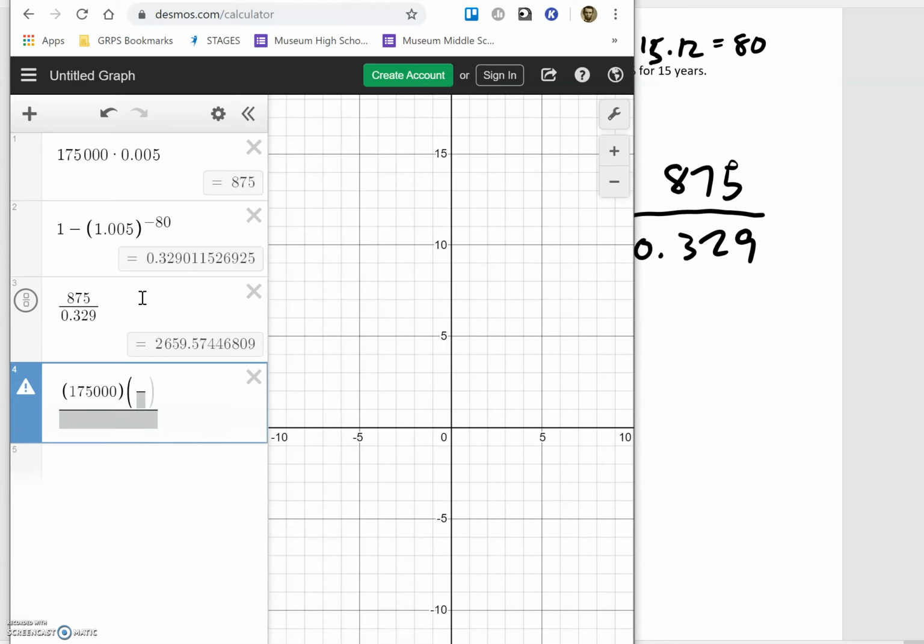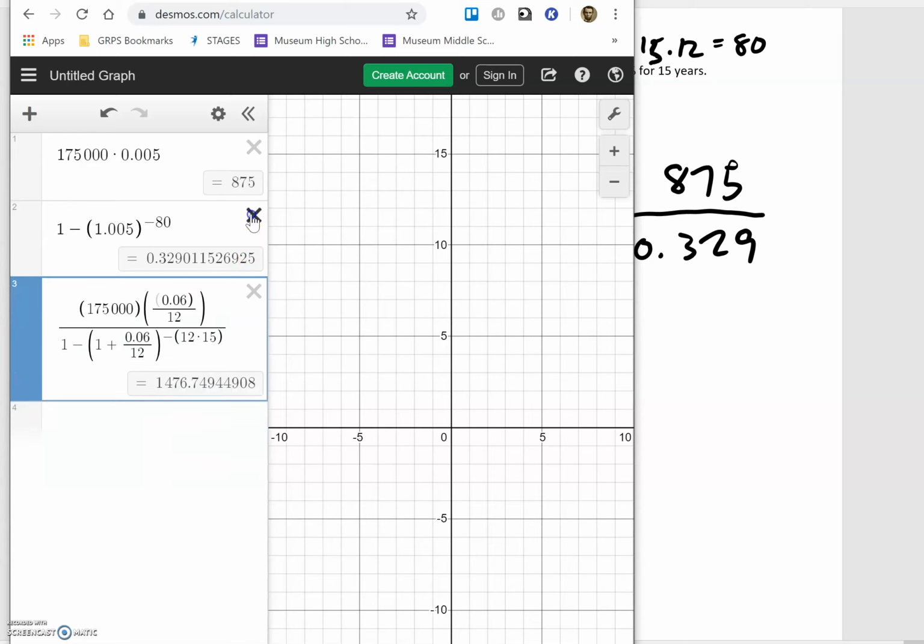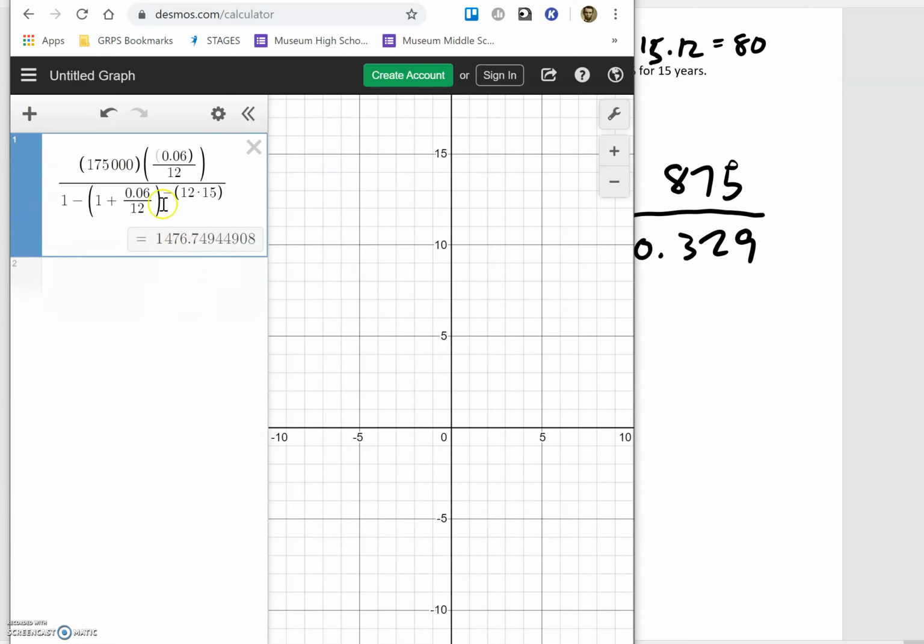Times over 12. Okay, we'll close that up, and then we have 1 minus, oops, 1 plus. So if we were to do it all in one chunk, this is what it would look like. 12 times 15. All right, so I did something wrong in the beginning. So this is actually the number that we want, so sorry about that. That's why I wanted to double check it here.